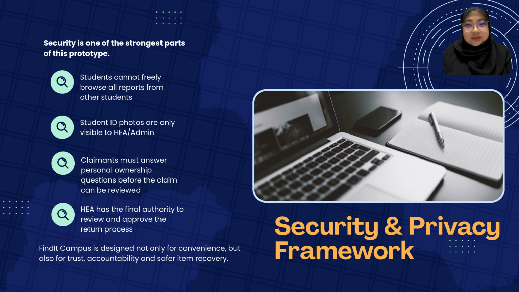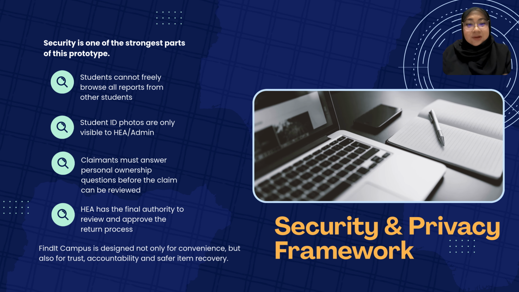Security is one of the strongest aspects of the Find It Campus prototype because the system is designed to protect student privacy, prevent misuse of information, and ensure a safe lost and found process. Firstly, students must complete student identity verification before submitting a report. They are required to upload their valid student ID photo. If the student ID is invalid, unclear, or does not match the student information, the report will not be accepted. This helps prevent fake reports and ensures that every report is linked to a verified student identity.